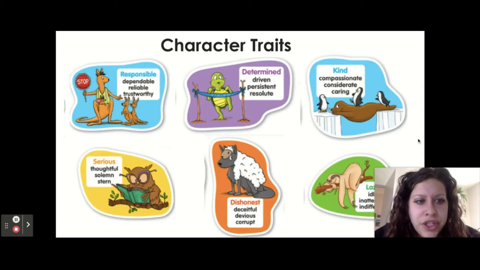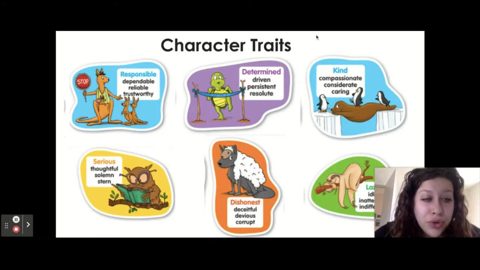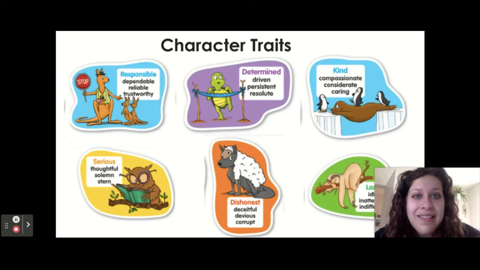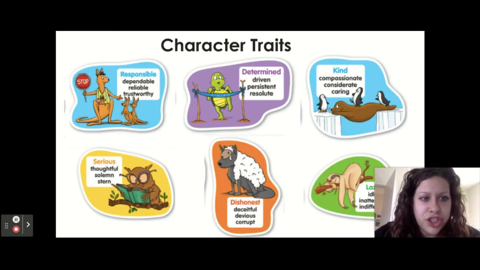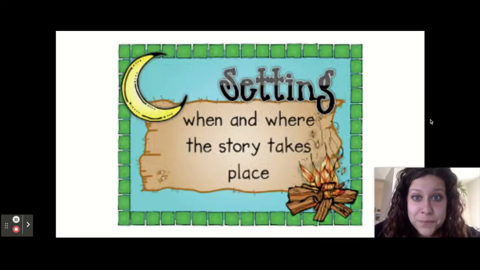So we've learned about the who is in the story. We call this the characters. And we've learned about the character traits. Character traits are what the characters are like: responsible, determined, kind, serious, dishonest, lazy. We've talked about this. Today we're going to think up new characters with new character traits.